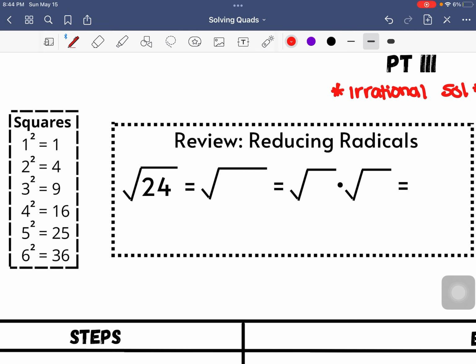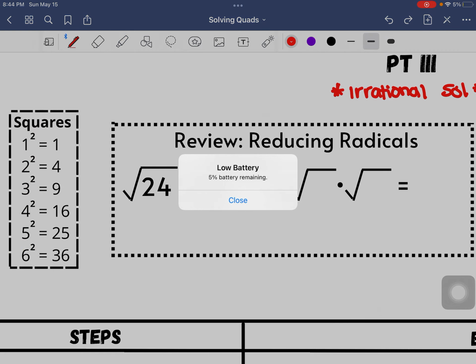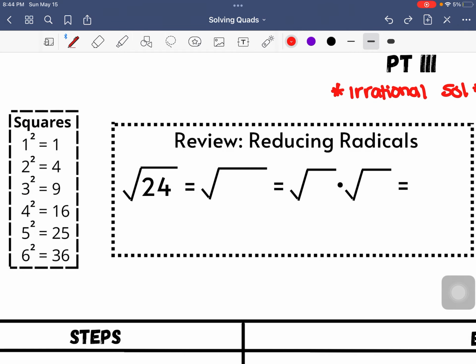Now, to reduce them, you need two things. You need to know your square numbers, which I have very generously provided for you right here. So squared numbers are numbers that when you times them by themselves, it's the product of the two exact same numbers multiplied by itself. So 1 squared is 1 times 1, which gives us 1. 2 squared is 2 times 2, which gives us 4. 3 squared is 3 times 3, which gives us 9, and so on.